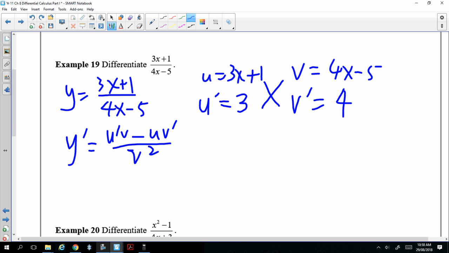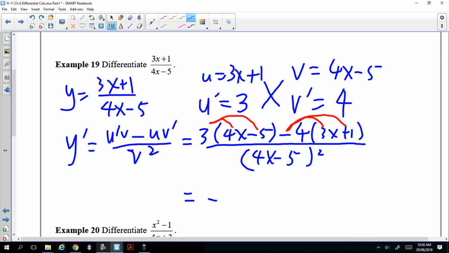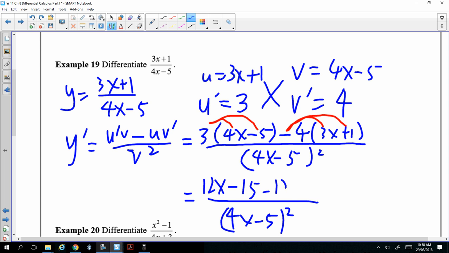Okay, now let's substitute stuff in. So you get 3 times v minus u times v dash over v squared. And what should we do next? Expand the numerator. Do not expand the denominator. Just leave it as it is, as a square. You don't need to expand the denominator, but the top you have to expand and collect like terms. 12x minus 15 minus 12x minus 4. And the answer will be negative 19 over this.